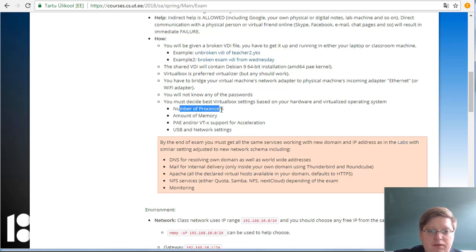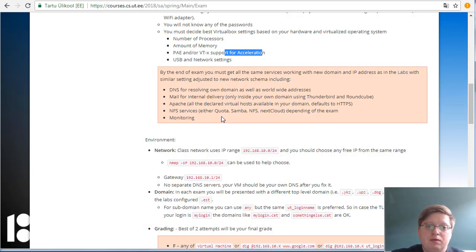You must decide yourself how many processors do you give to your virtual machine in the exam, how much memory, virtualization support is needed for 64-bit machines, and do you need USB or network. In the exam we expect you to get all of the services that we configured in the lab running also, meaning DNS is the most important for accessing the internet and your machine to be discoverable in the network.